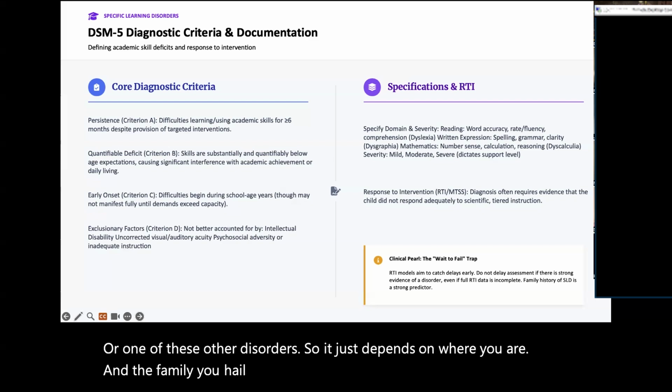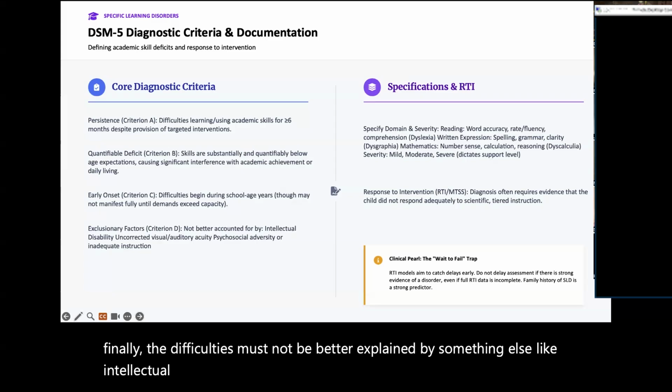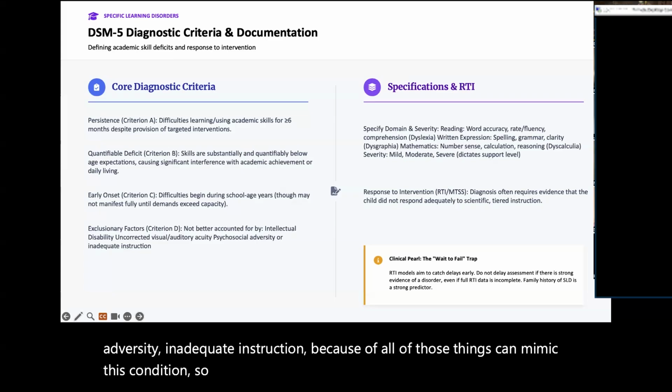Some exclusionary criteria is criteria D. So finally, the difficulties must not be better explained by something else, like intellectual disability, uncorrected vision and hearing, psychosocial adversity, inadequate instruction, because all of those things can mimic this condition. So that's what you want to rule out.